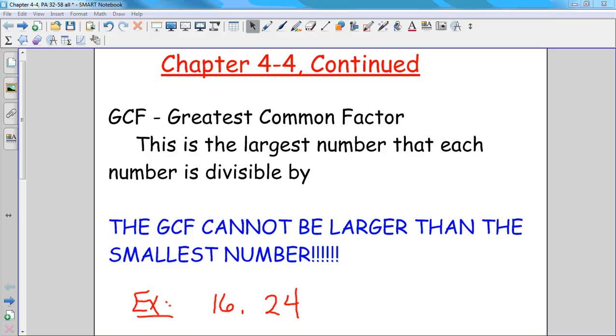Greatest common factor. What is the greatest common factor? We've already done this part way back at the beginning of the year, but we're going to review it again today. This is the largest number that each number is divisible by. What does divisible by mean? It just means it divides into. Largest number that all the numbers are divisible by.